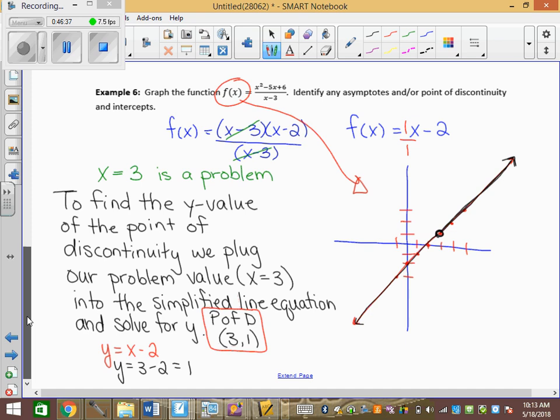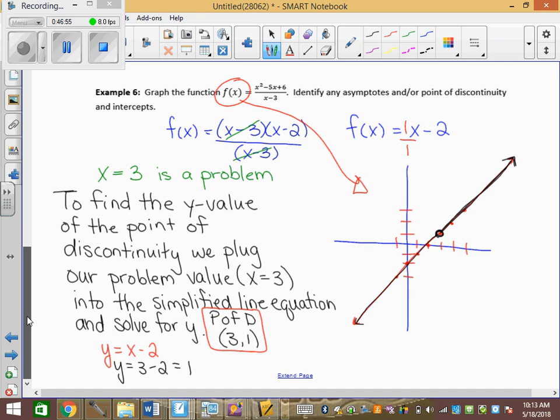And a P of D, a point of discontinuity, exists when a factor cancels. When a factor cancels, you no longer have a vertical asymptote. You just have a hole in the graph, which is the point of discontinuity. Make sense?